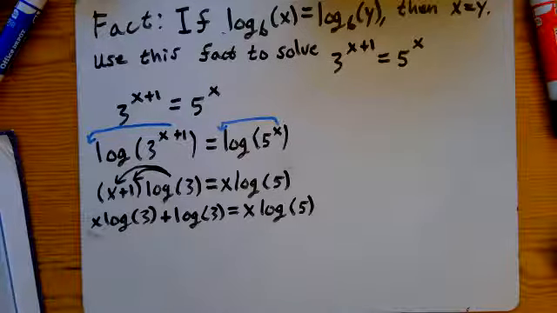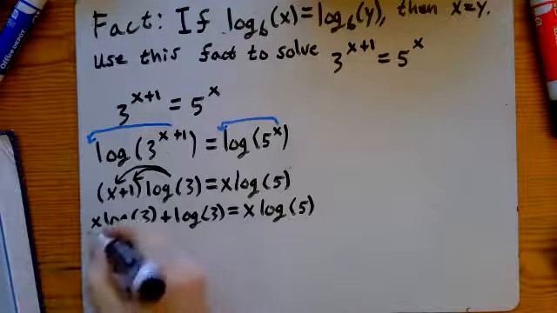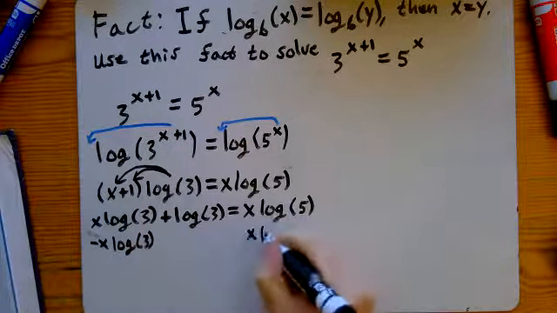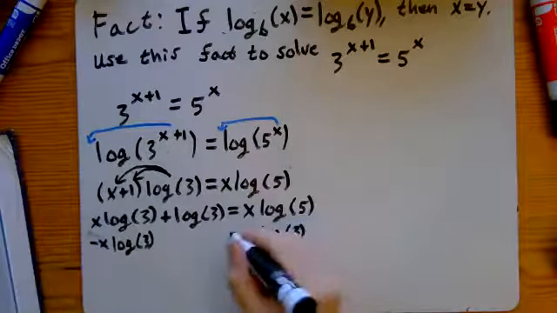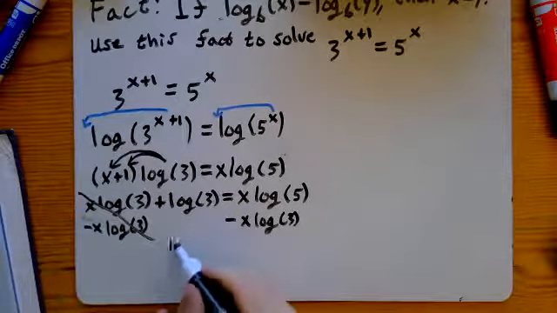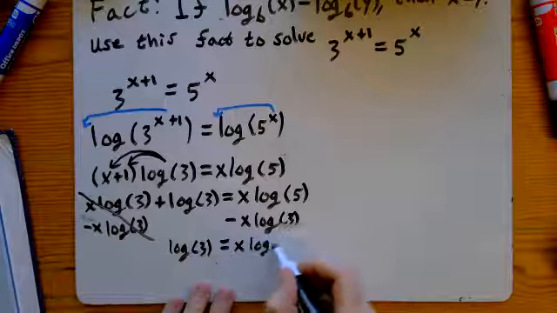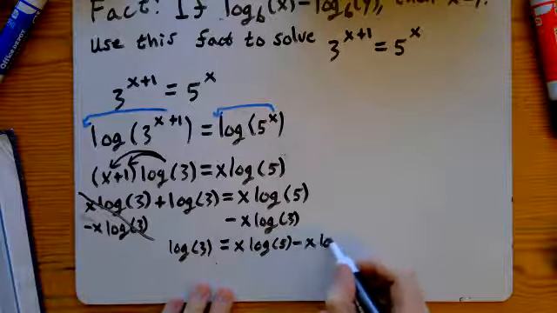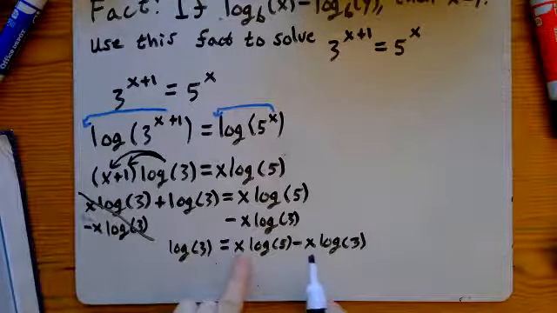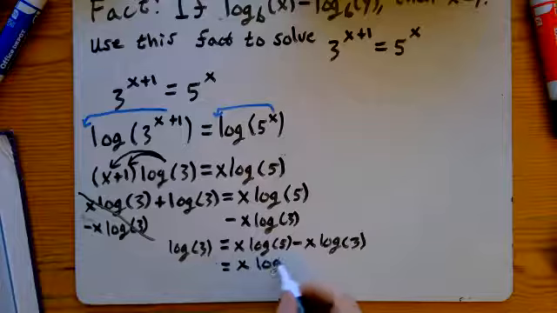Okay, now we have x terms here and here. We should get those all gathered on one side. I'll go ahead and subtract x log 3 from both sides. These cancel. Log of 3 equals x log 5 minus x log 3. Okay, both of these are being multiplied by x, which means I can factor out that x.